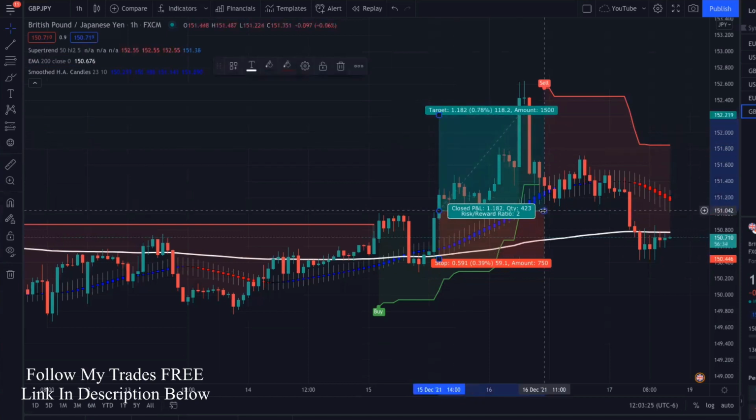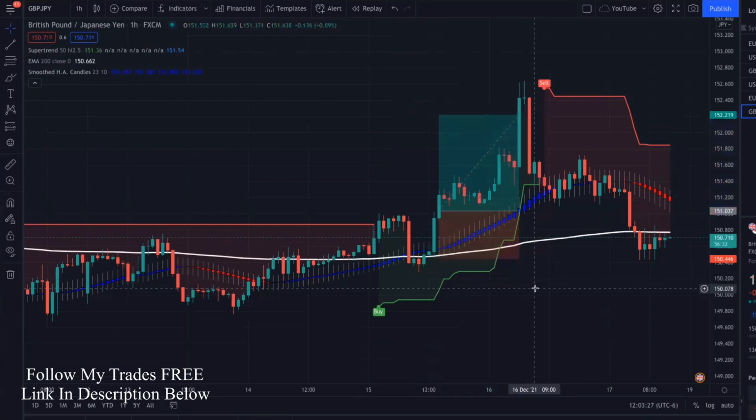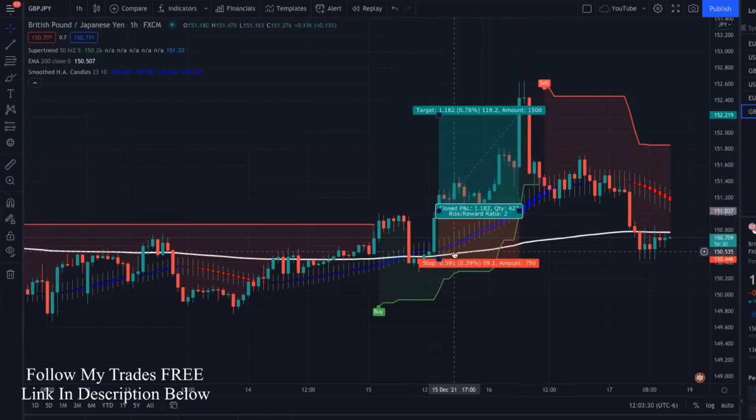Okay, boom, it would have triggered, it would have made a profit right there. Okay, and your stop loss would have been right here.